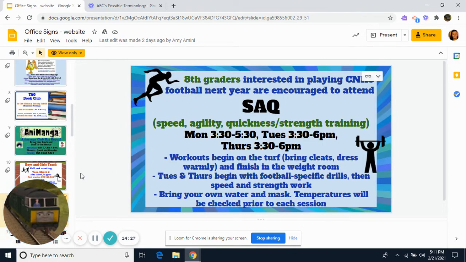8th graders interested in playing CNHS football next year are encouraged to attend SAQ: speed, agility, quickness, strength training. Workouts begin on the turf. Bring cleats, dress warmly, and finish in the weight room. Begin with football-specific drills and then speed and strength work. Bring your own water and mask. Temperatures will be checked prior to each session.